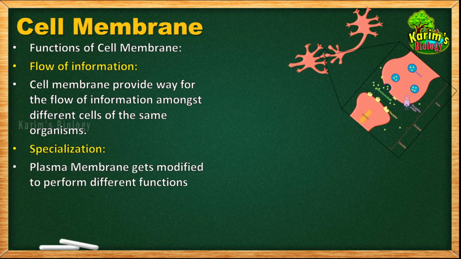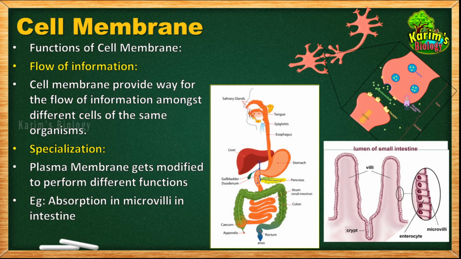And another function is specialization. Plasma membrane gets modified to perform different functions. For example, we have the digestive system, and within it there is a part called the small intestine. The food that you eat will come into the stomach, and from there it will go to the small intestine. Within the small intestine, the large particles of the food will be broken down into small particles which can be absorbed into the blood and supplied to all the cells of the body.